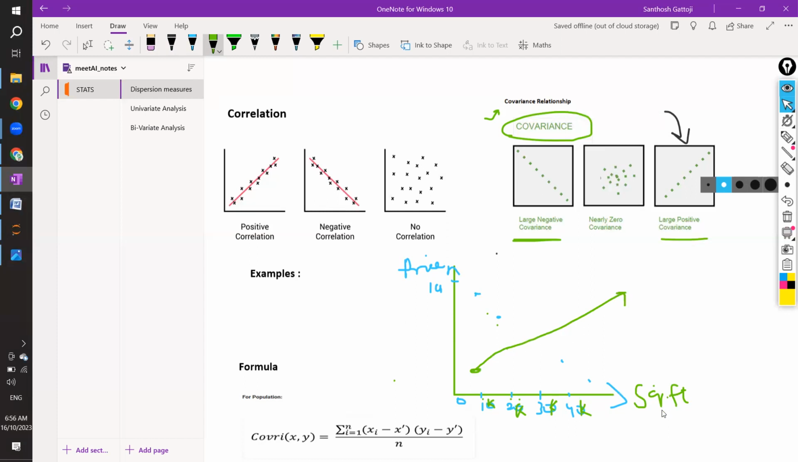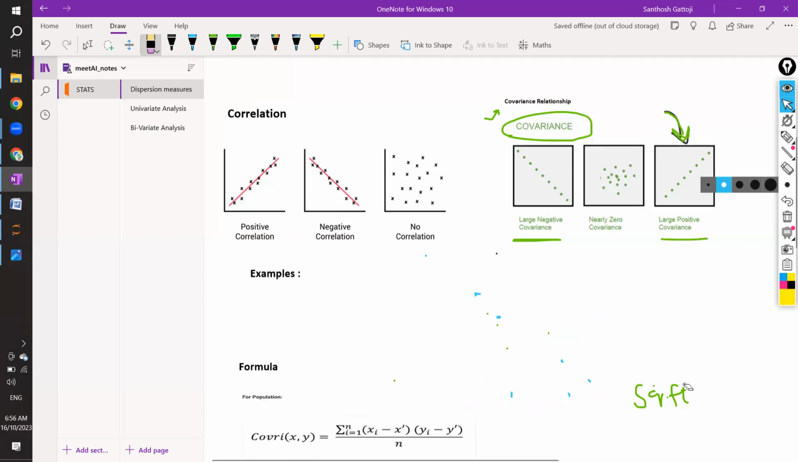Square feet decrease, house price decreases. Fine. So that means there exists a perfect positive correlation. Same direction, both are changing. Getting this? Is this clear? Positive and negative? Yes, sir.